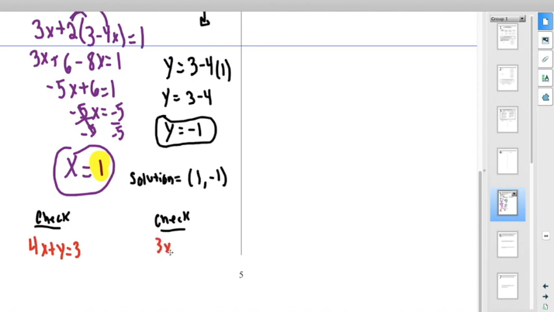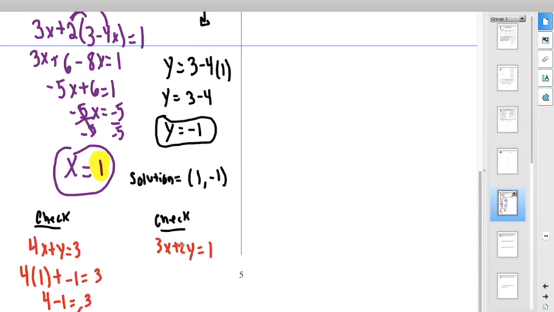So 3x plus 2y equals 1. So again, x is 1, y is negative 1. So 4 times x is 1, plus y, which is negative 1, so plus negative 1. Does that equal 3? Well, 4 times 1 is 4, plus negative 1 is the same thing as saying minus 1. And yeah, 4 minus 1 equals 3.